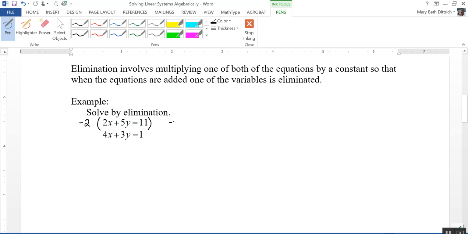So let's go ahead and do that. That's going to give me a negative 4x minus 10y equals negative 22, and I distributed that negative 2 3 times. And let's copy our second equation right underneath.